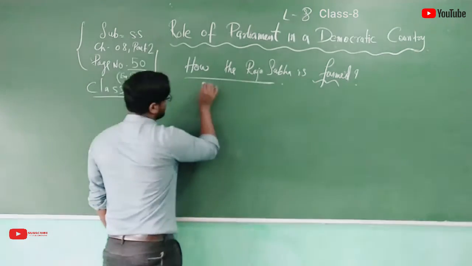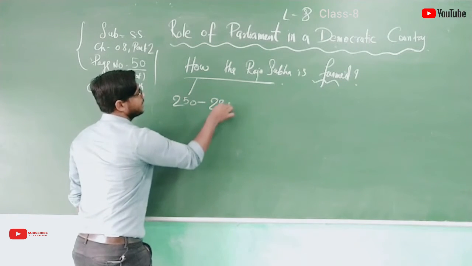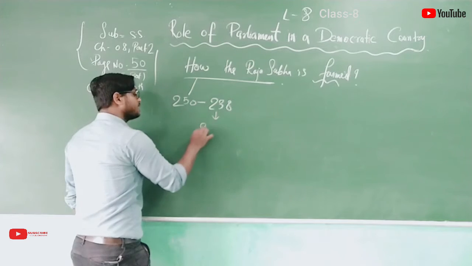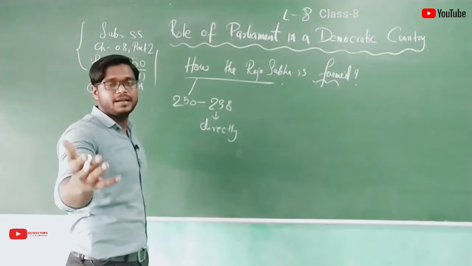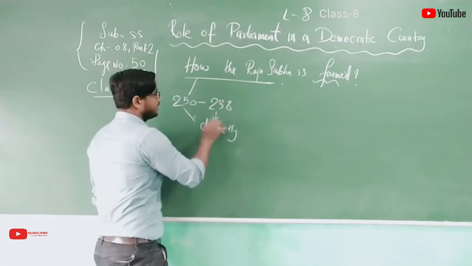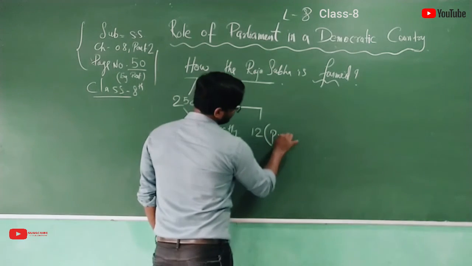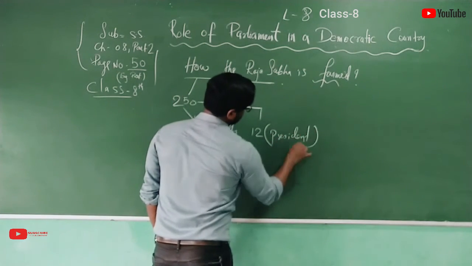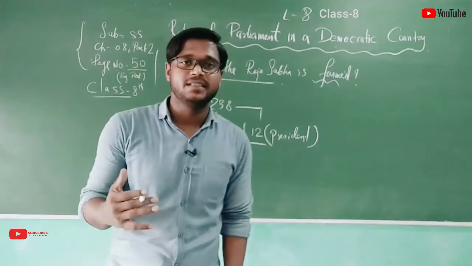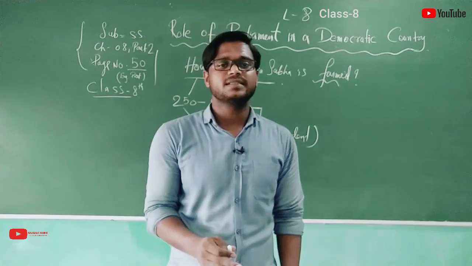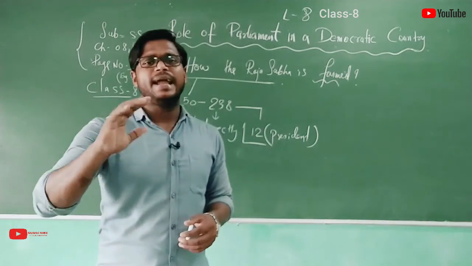So you need to understand this chart: out of the 250, 238 are directly elected by casting votes, whereas the other remaining 12 members are nominated by the president. So that's the general process of forming the Rajya Sabha. Now this does not end here.